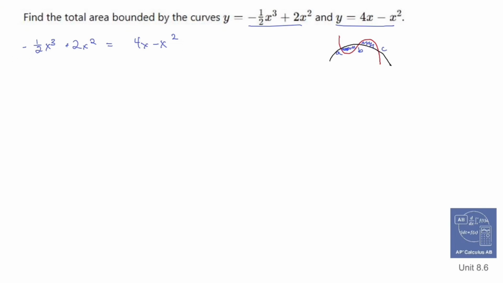Now, this is just going to be a gross mess, and what I'm going to do to start off is multiply everything by negative 2, because I kind of know what's going to happen if my job is to solve. I'm going to see a lot of factoring, and I don't want to deal with the negative 1/2. So if I multiply both sides by negative 2, that makes a positive x cubed minus 4x squared. That's going to be minus 8 plus 2x squared.